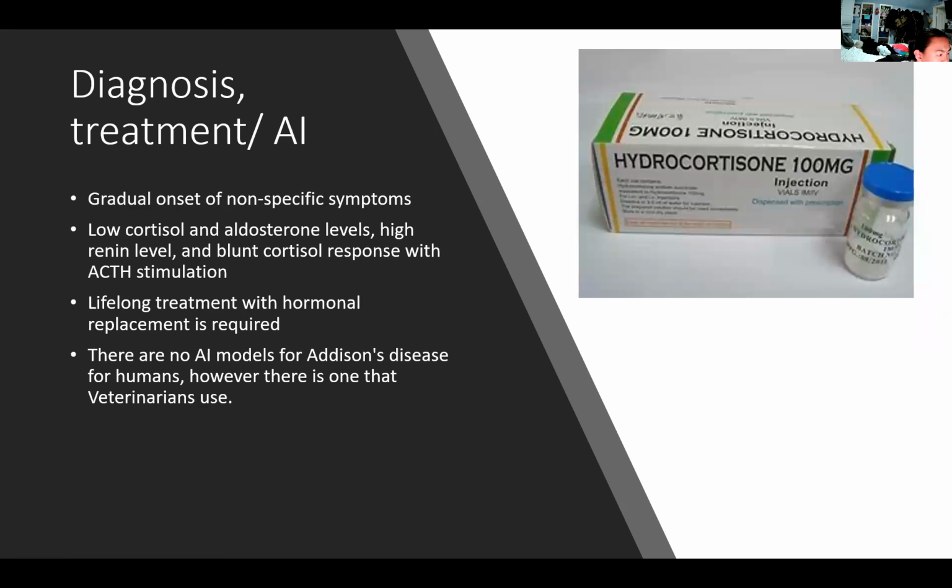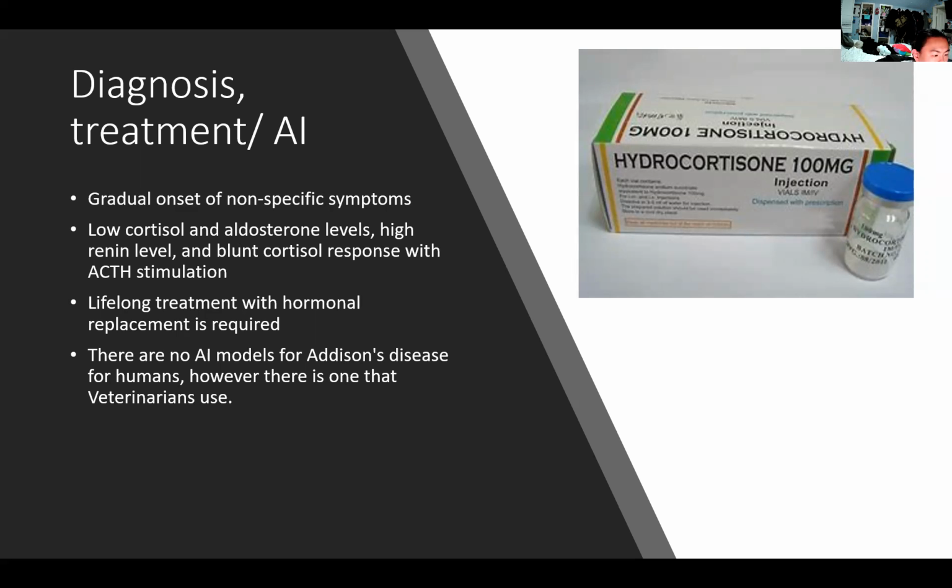So for diagnosis and treatment, diagnosis can be delayed due to non-specific symptoms as well as gradual onset. A diagnosis is established by demonstrating low cortisol and aldosterone levels, high renin levels, and blunted cortisol response with ACTH stimulation. Assessing the adrenal cortex's ability to synthesize cortisol can help determine if the cortisol deficiency is due to primary or secondary adrenal insufficiency. Hormonal replacement for life will be required as treatment, and maintenance therapy aims to provide replacement to maintain a normal glucocorticoid and mineralocorticoid level. Now, the common medications given for this would be hydrocortisone and prednisone.